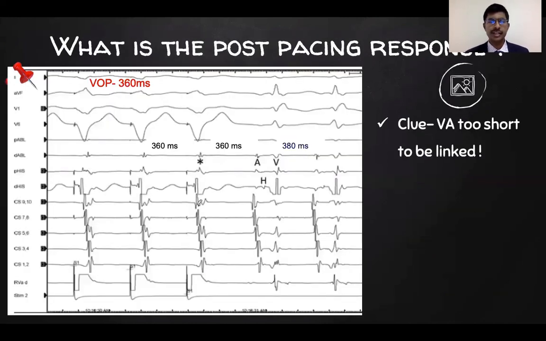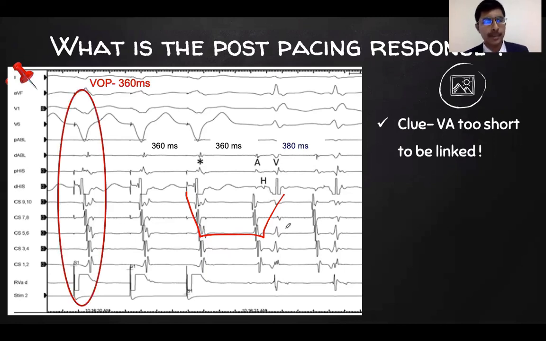This is yet another trace. A ventricular overdrive pacing of 360 milliseconds. This is a different patient. What you observe here after the cessation of pacing is a VAAV response. Wow, looks like an atrial tachycardia. But however, be very careful when you note such shortly coupled V and A.